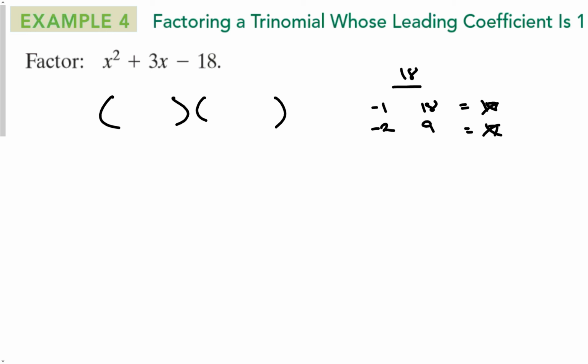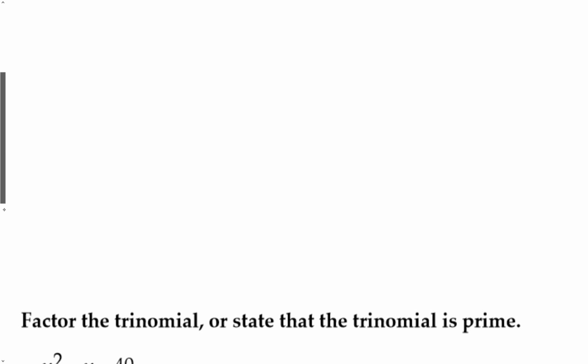That's no good. What about negative 3 and a positive 6? Well, look at that. I get a 3. So I want x minus 3, x plus 6. And if you see this right away without having to list all the factors down, then that's a good thing. Okay. Let's go one more for these.